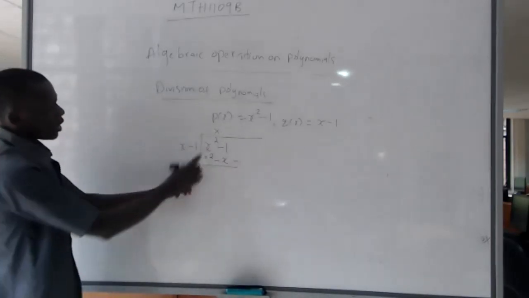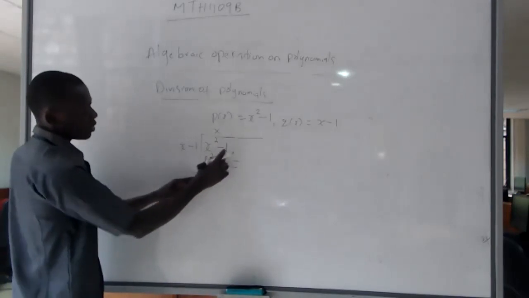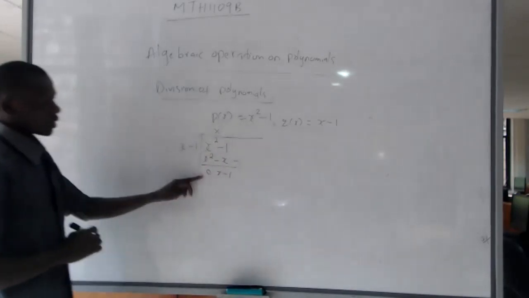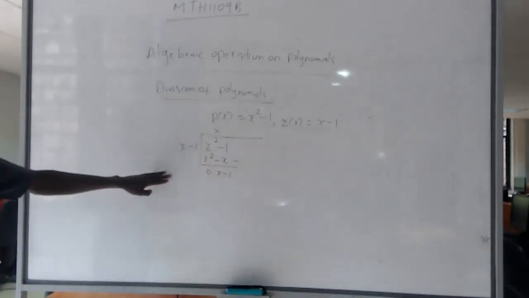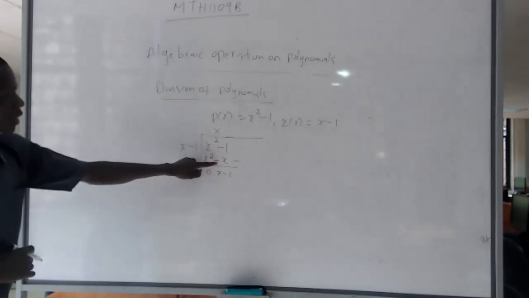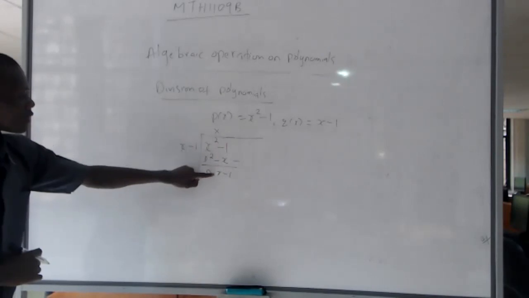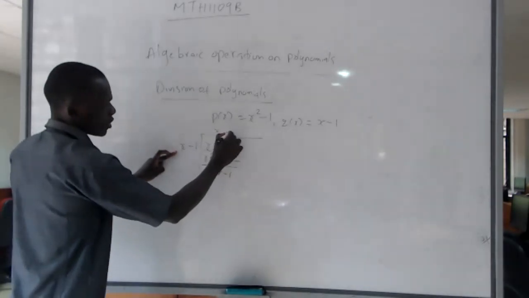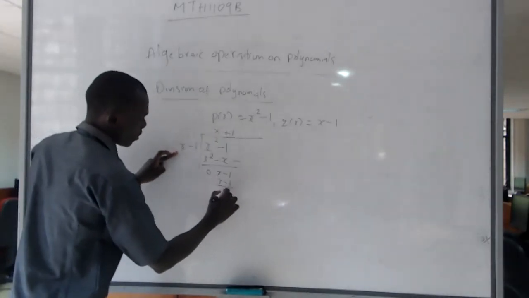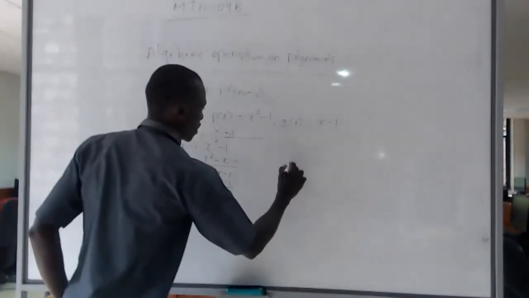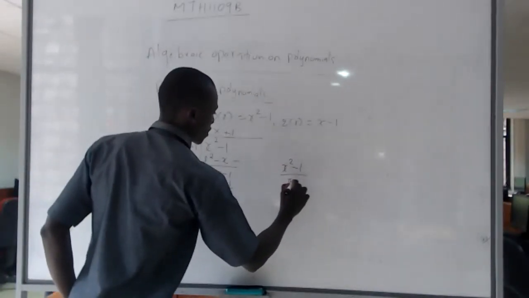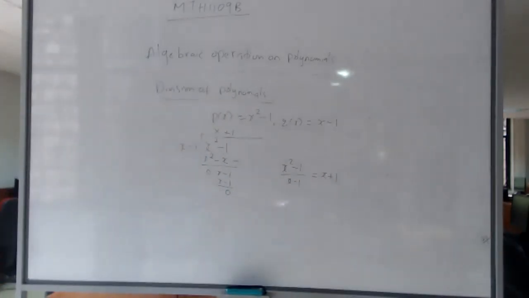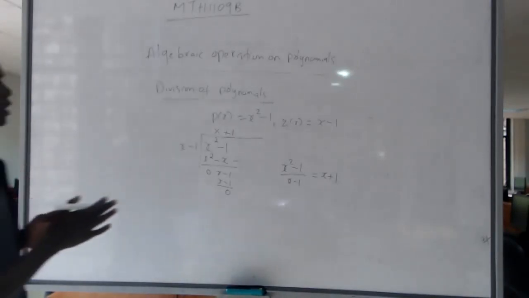Then you subtract: x squared minus x squared is 0, minus 1 minus minus x is x. The x is positive because negative minus negative is positive. And then can x minus 1 go into x minus 1? Yes, it goes there once, and you get x minus 1, the remainder is 0. So you found that x squared minus 1 divided by x minus 1 is x plus 1. So it is possible that the divisor has more than one term.